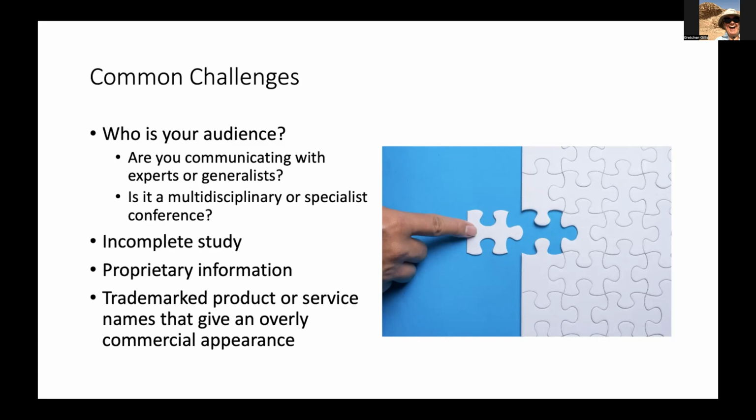Another challenge for professionals is proprietary information. And lots of companies have secret things that they don't want you to talk about. And that's also a challenge. And then sometimes you're working with trademarked product or service names, and you have to express those generically. Because if you give a presentation that is too commercial, people will be unhappy about that. That's not the purpose of the conference. Now, if you want to talk about how new technology works, that's fine, but be sure to use generic descriptions of whatever the technology is.